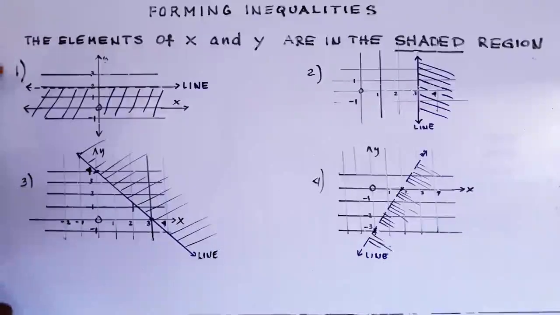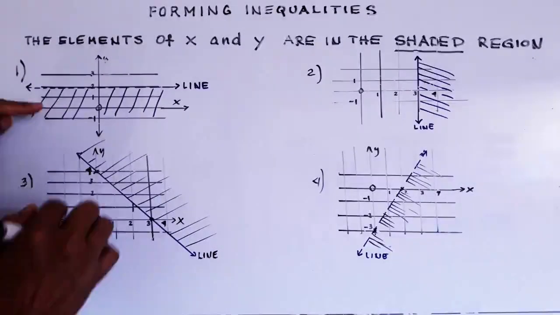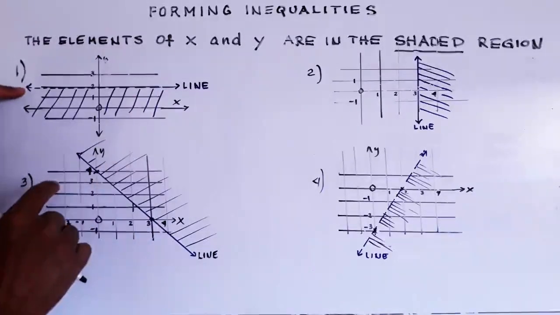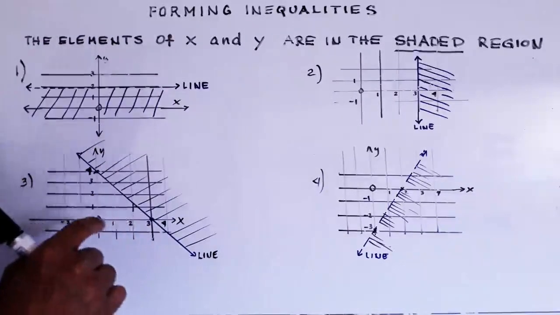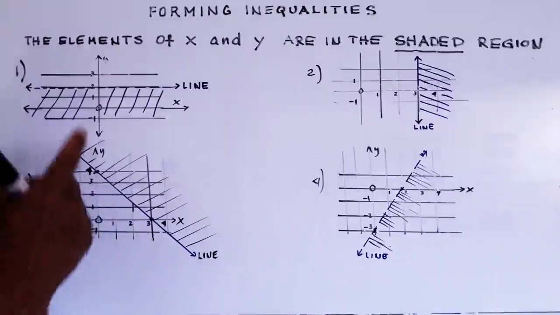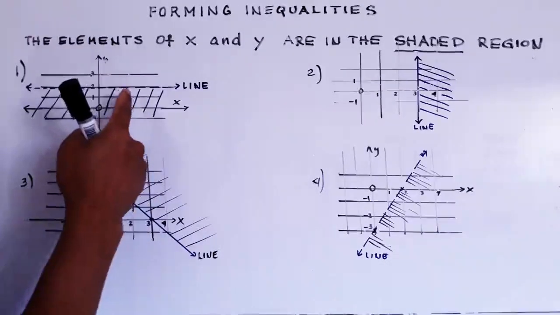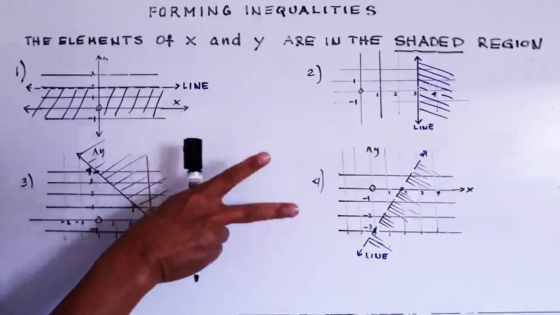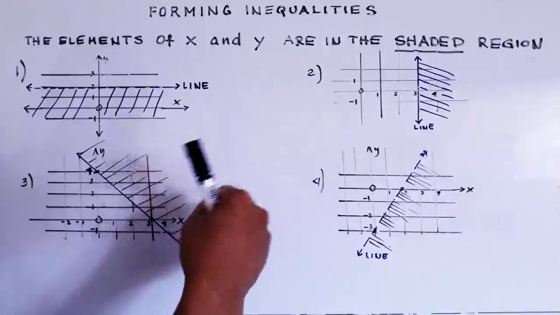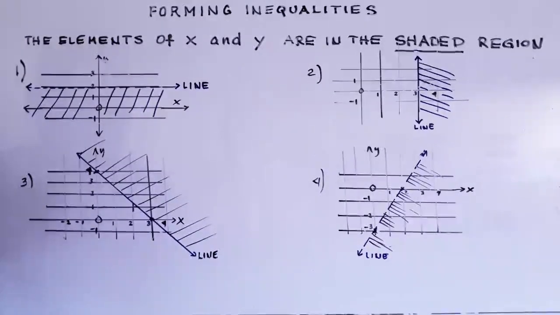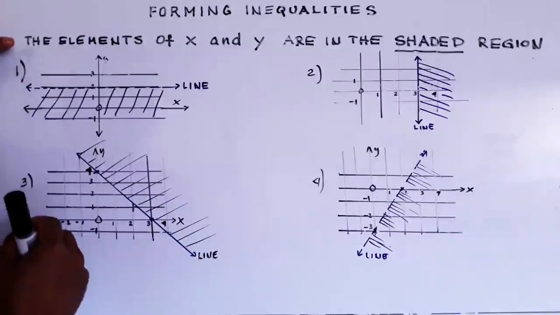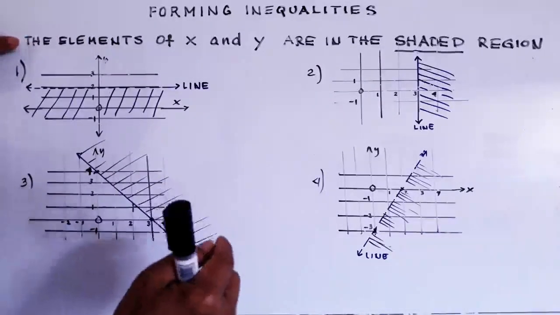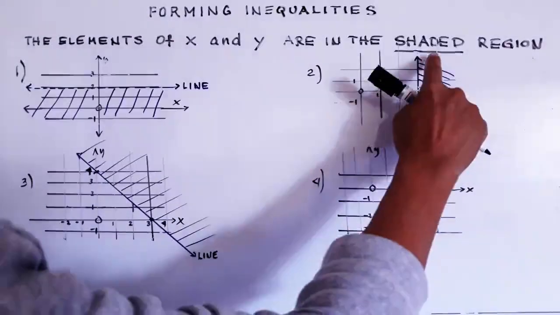Okay, so let's have number one. We have here a line. So what kind of line is that? That is a dotted line. So when it is a dotted line, it means that it could be greater than or less than, but without the equality symbol there. And then please read the instruction before you proceed to form your inequalities, because this one is very important.